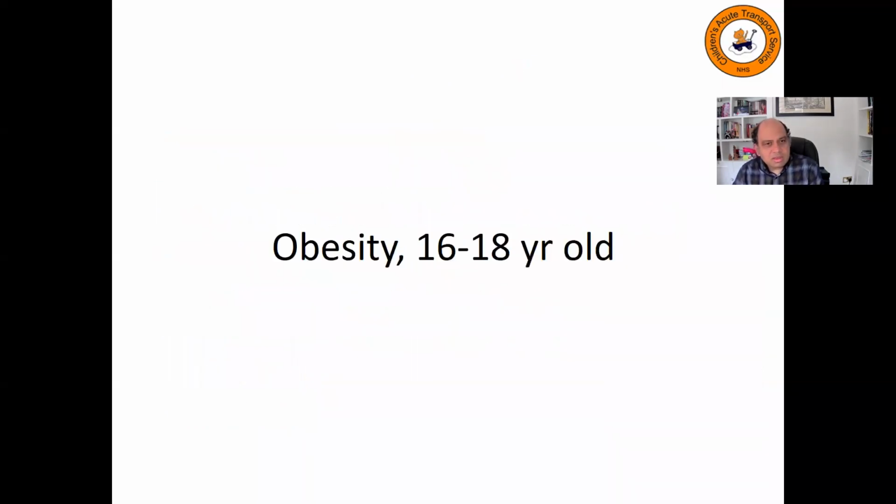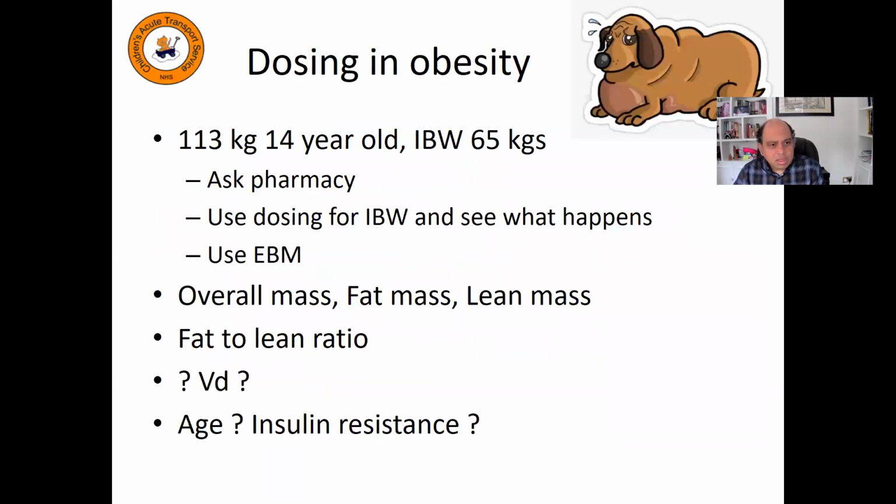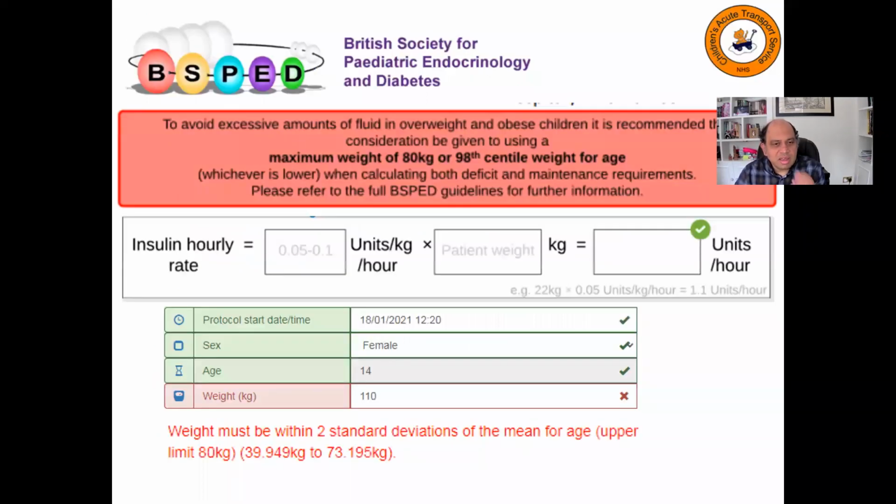Just go to the next slide, Linda. Maybe we'll stop with the obesity question. I think essentially the bottom line here is that there is now an upper limit recognizing overweight and obese children: we treat a maximum weight of 80 kilos or a 98th centile weight for age, whichever is the lower weight, when calculating deficit and maintenance requirements.